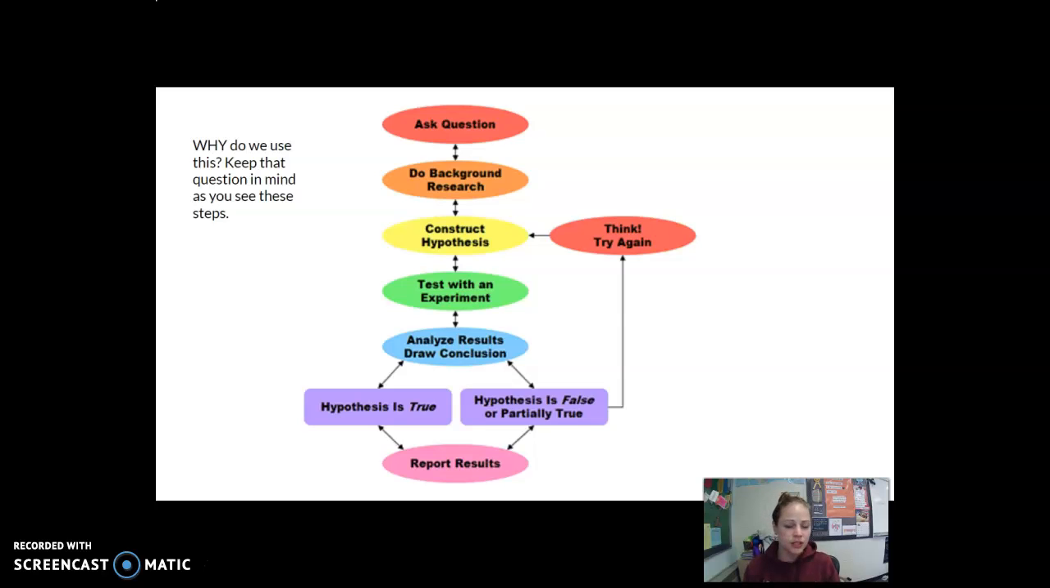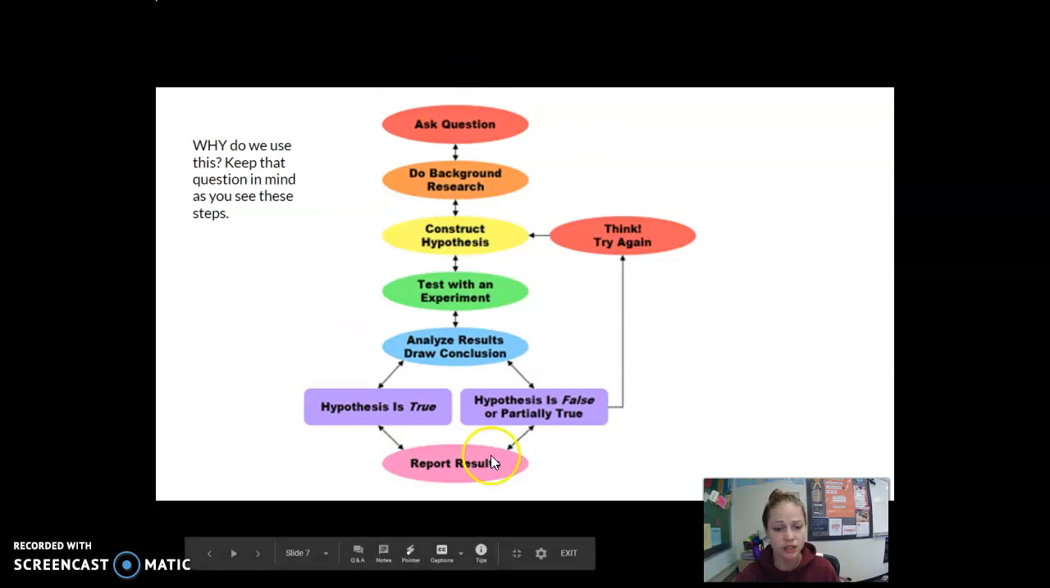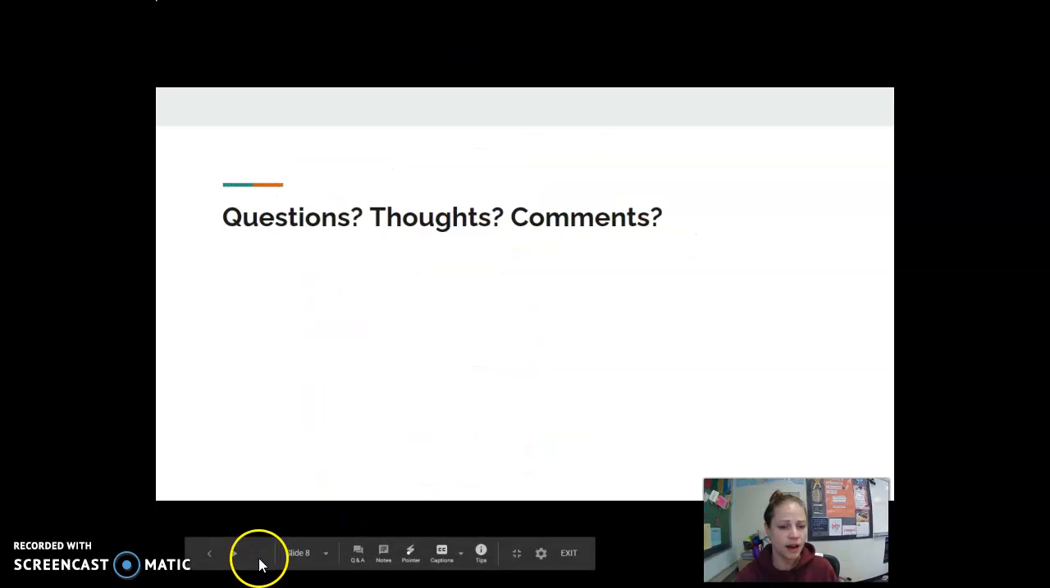And so why do we do this? It's to organize our experiment, organize our thoughts, and try to remove any outside factors that might be affecting the scientific process. And so we'll talk about that more at a later date, but make sure you have this copied down at least once into your notebook.